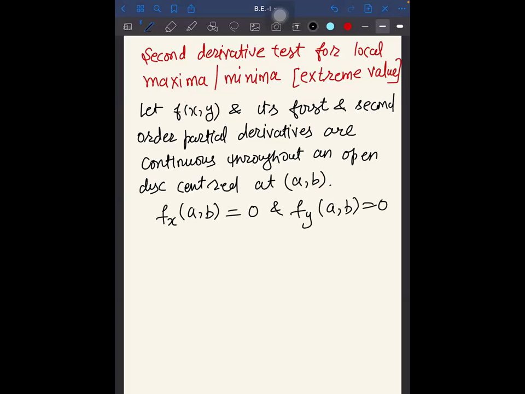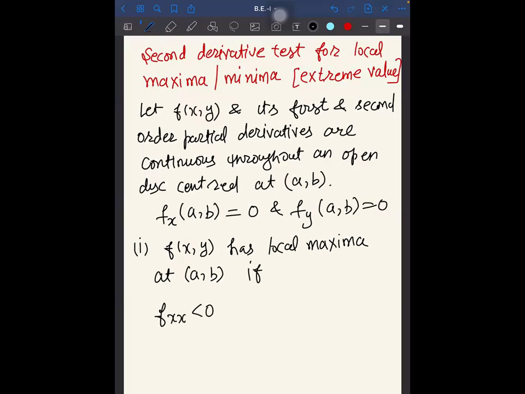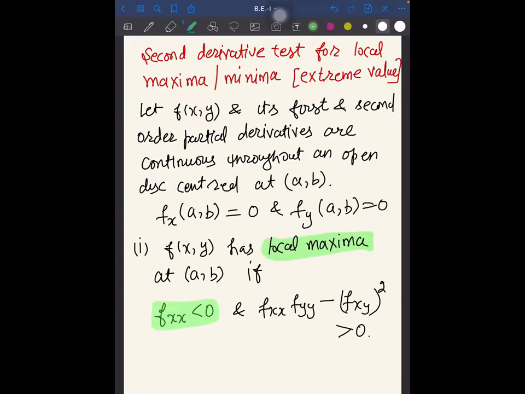So now these things will happen, right? First of all, f of x, y has a local maxima at (a, b) if this thing happens. What is that thing? fxx should be negative and fxx times fyy minus fxy whole squared should be greater than 0. So you will have a point of maxima if these two things happen: the second partial derivative with respect to x should be less than 0 and this expression should be greater than 0.